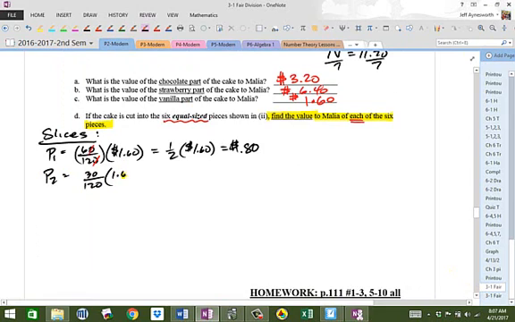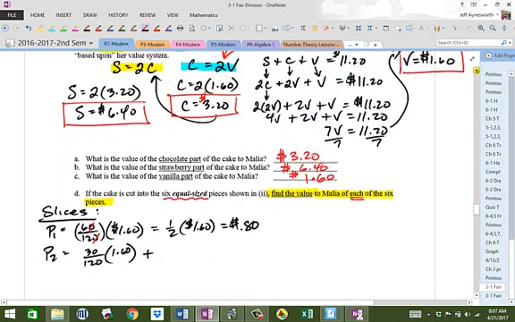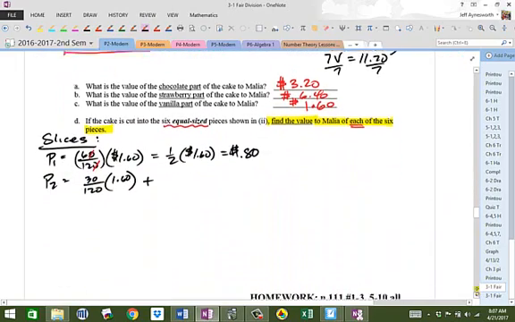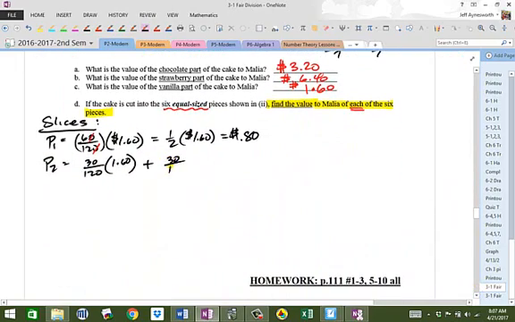Plus the value of the other part of the slice. Now it's part vanilla and part strawberry, but strawberry has a different value, right? It's valued at $6.40 for that third of the cake. So it's 30 out of 120 times its value of $6.40. So 30 out of 120 times $6.40. If you simplify 3/12, you get a fourth. And you have to take a fourth of 160 plus 1/4 of 640.